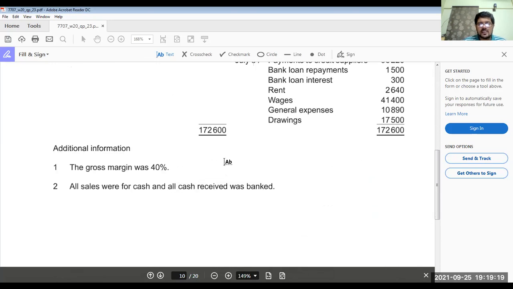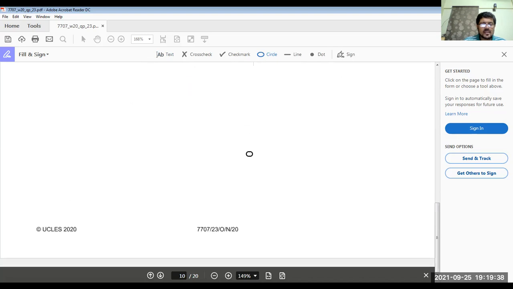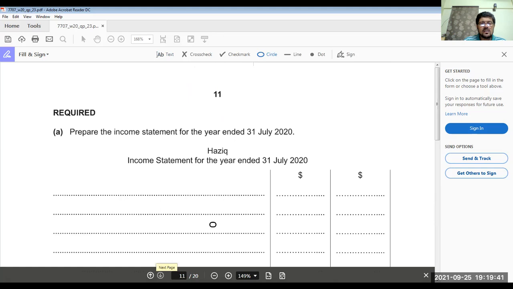Gross margin was 40%. All sales were for cash and all cash received was banked. So it means this is your total sales. Now, what we are required to do is the income statement. Okay, income statement, no problem. So sales will be reported over here. That was $166,000. Done.